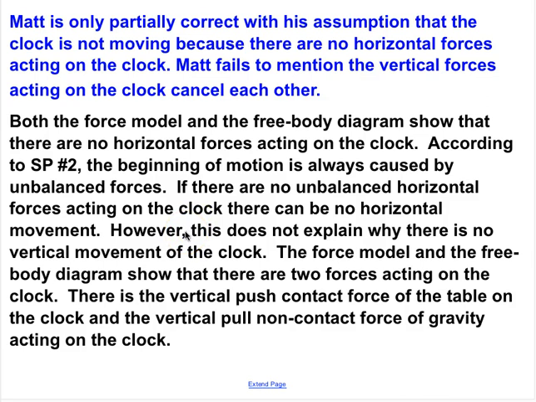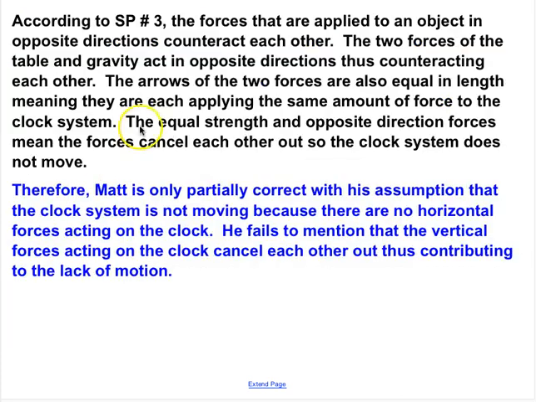However, this does not explain why there is no vertical movement of the clock. The force model and the free body diagram show that there are 2 forces acting on the clock. There is the vertical push contact force of the table on the clock and the vertical pull non-contact force of gravity acting on the clock. According to scientific principle number 3, so there again, I don't have to write the whole thing out. What is scientific principle number 3? The forces that are applied to an object in opposite directions counteract each other.